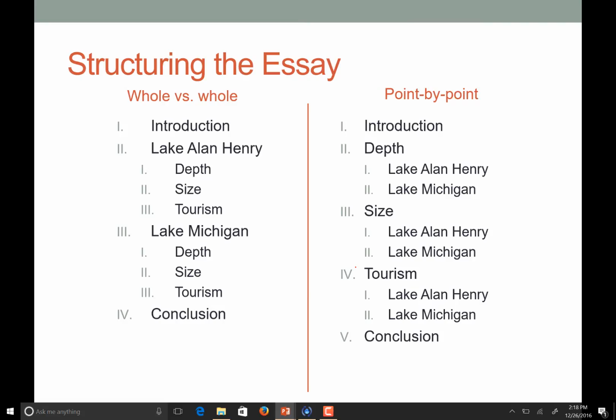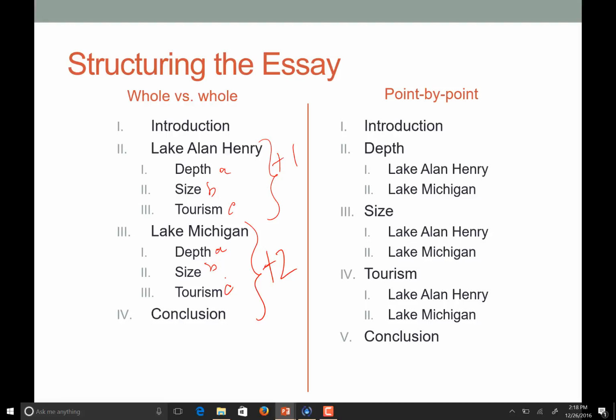As far as structure goes, we have a couple of options. The first is whole by whole, and in whole by whole organization, we talk about one topic, topic 1, and then we talk about the second topic. And you'll notice we have the points of comparison here. We have depth, size, and tourism, and that's fine. And in this particular type of organization, you probably just have two body paragraphs.